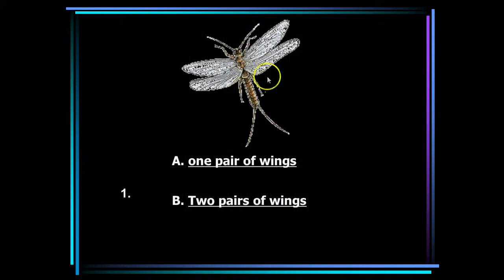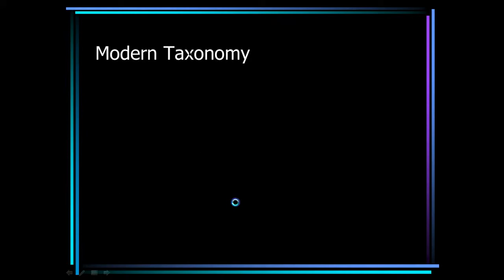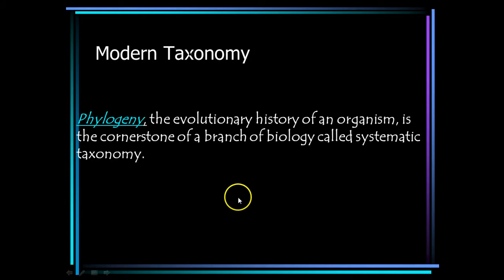So, for example, if you were looking at this organism, the first set of statements, does it have 1 pair of wings or 2? Well, you can see here that there are 2 pairs of wings, so you would follow B. And then so on and so forth until it gave you the name of the organism.